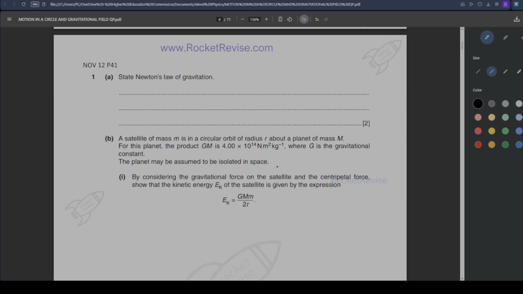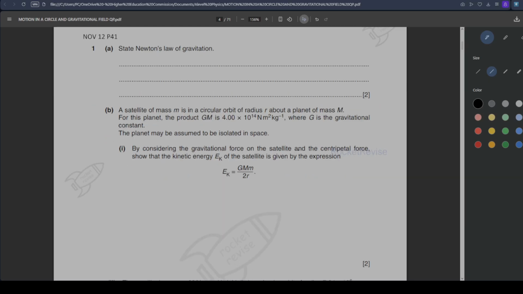Bismillah. अच्छा तो we were solving this question जब class खत्म हुई थी. A satellite of mass m in a circular orbit of radius r about a planet of mass M. ठीक है. So planet का mass जो है it's capital M, and there's a satellite and it has a mass of small m. ठीक है.